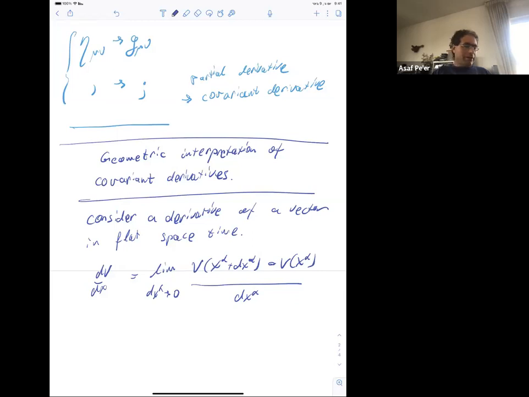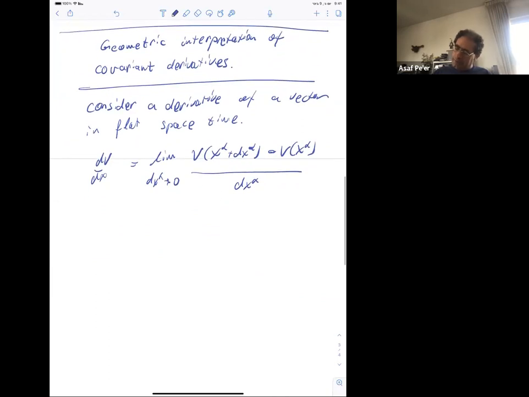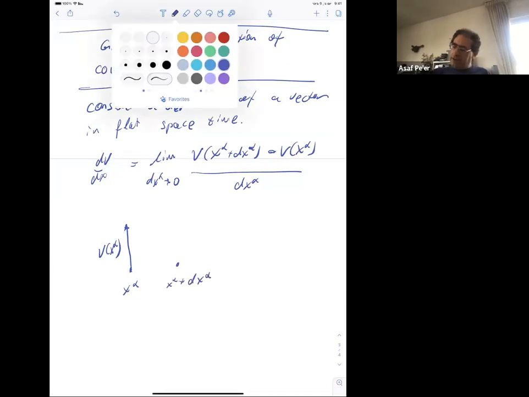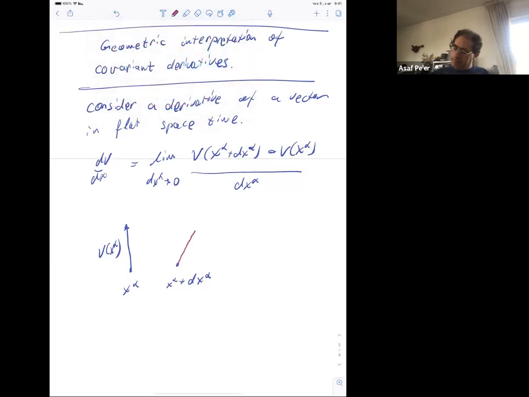Okay, let's draw it. What are we doing here? So we have a point in space, call this x alpha, and I have a vector. This is V at x alpha. And then I have another point, x alpha plus dx alpha, and I have another vector. This is V at x alpha plus dx alpha.